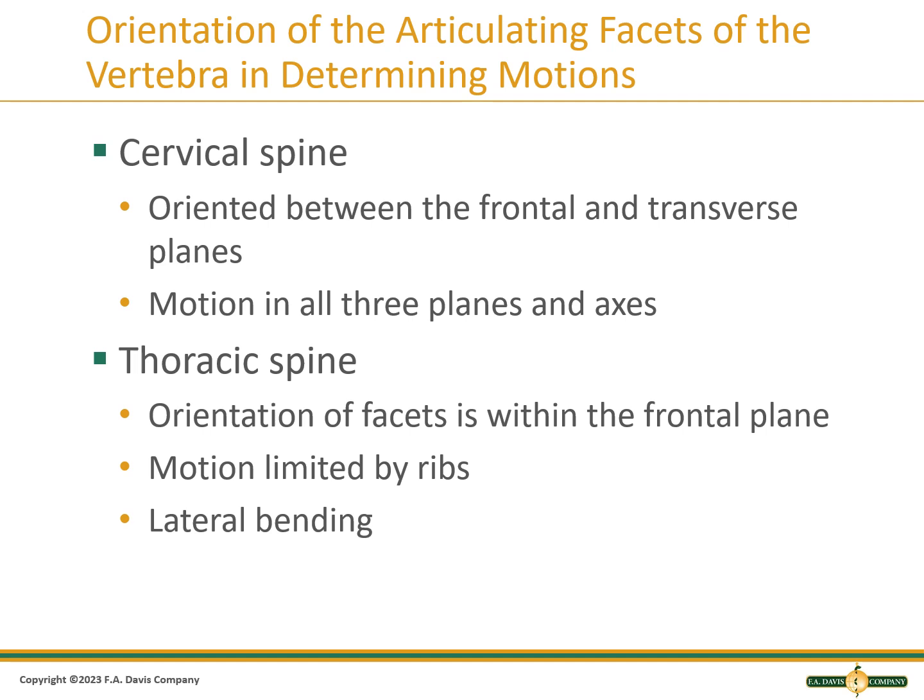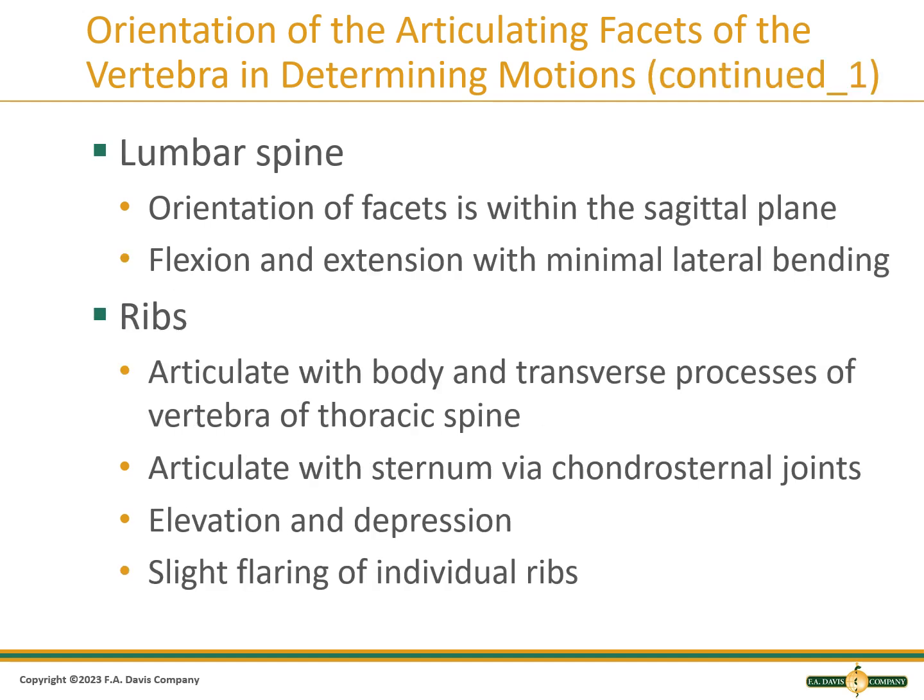There are several differences between our different levels of vertebrae and their structure and shape and orientation. We're going to talk about the orientation of the articulating facets here. So our cervical spine is oriented with our facet joints between the frontal plane and the transverse plane, and so this allows for motion to happen in all three planes and axes in the cervical spine. Our thoracic spine has the facet joints oriented within the frontal plane, and motion at the thoracic spine is limited by the ribs, because remember that our ribs articulate with our thoracic vertebrae. Because of the orientation of those facet joints and limitation of the motion of the ribs, we see lateral bending that happens through the thoracic spine.